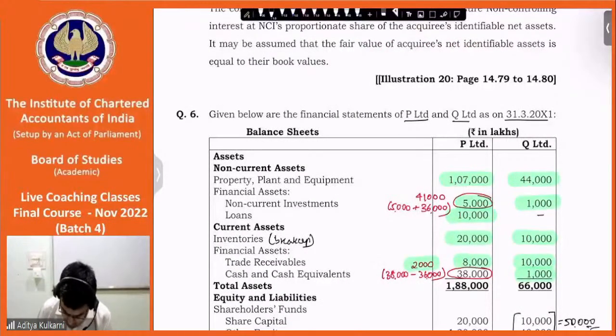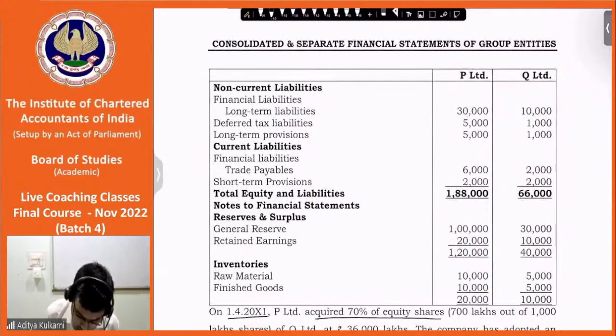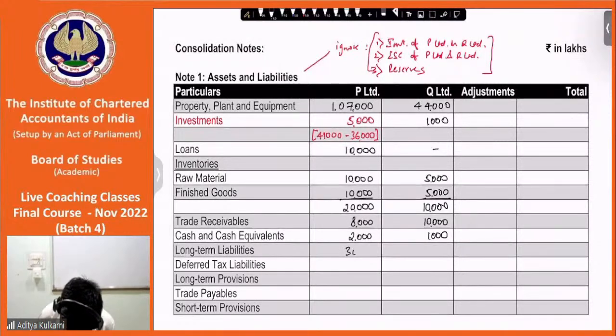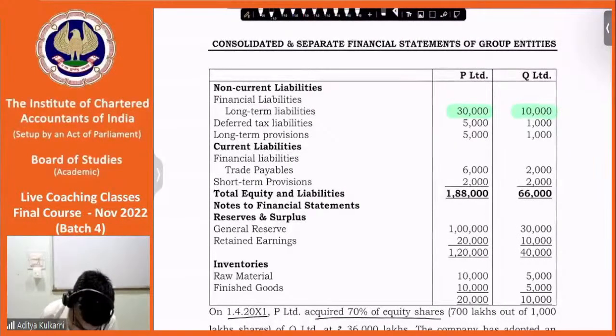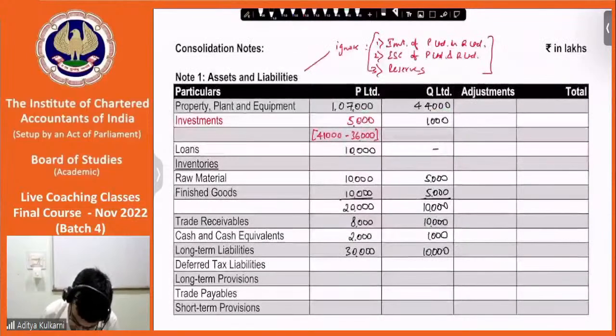I told you to ignore these parts. So share capital and reserves are kept on hold. We then move on to the liabilities. Long-term liabilities 30,000, 10,000. Next one is deferred tax liabilities. Copy it as it is: 5,000, 1,000. Long-term provisions also 5,000 and 1,000.